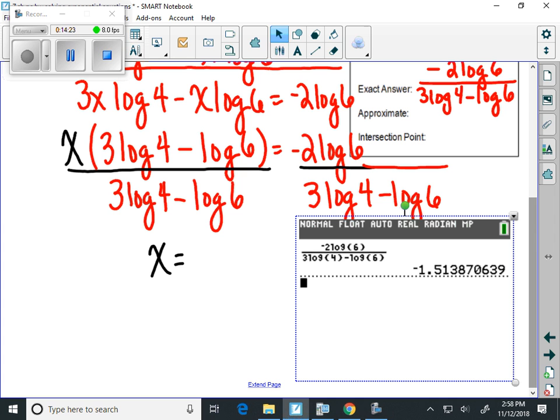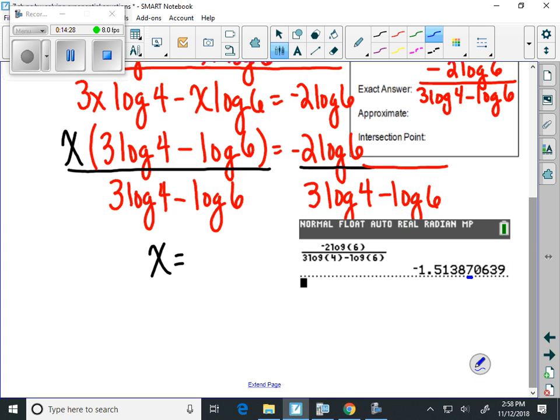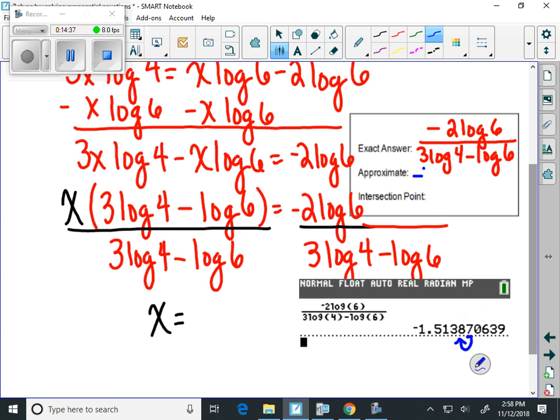And I want to look, it's 0.51387, we're looking at the 7. And for the first time here on this paper, we need to round that 8 up. So our approximate value is going to be negative 1.513.